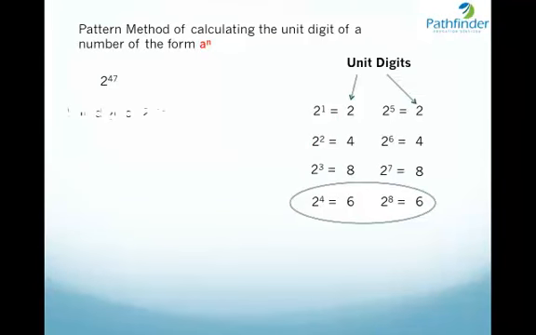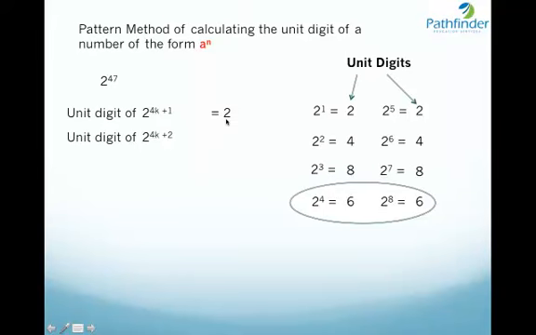Similarly, any number which is of the form 2 to the power 4k plus 1, where 4k plus 1 is nothing but the power that when divided by 4 yields a remainder of 1, has a unit digit of 2, we can see here. 2 to the power 1 and 2 to the power 5, both of them can be represented as 2 to the power 4k plus 1. The unit digit is 2.